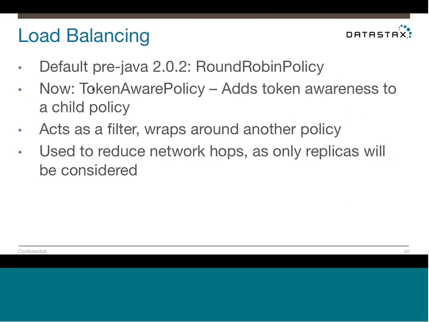So the default behavior used to be round-robin. This has changed due to the fact that token-aware is much more performant. It acts as a filter around a child policy, and only replicas will be considered when using it. So we won't be wasting our time on non-replica nodes waiting for them to coordinate.